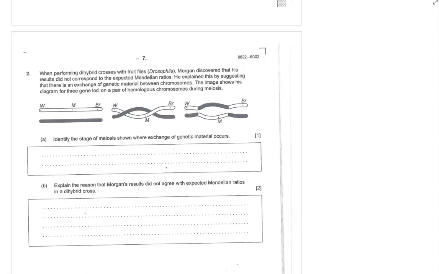Explain the reason that Morgan's results did not agree with the expected Mendelian ratios in a dihybrid cross. So the expected ratios always assume random orientation and independent assortment. The genes are linked, so they show different ratios. And because crossing over had occurred, you would see some recombinants, but not the same as if there had been independent assortment.